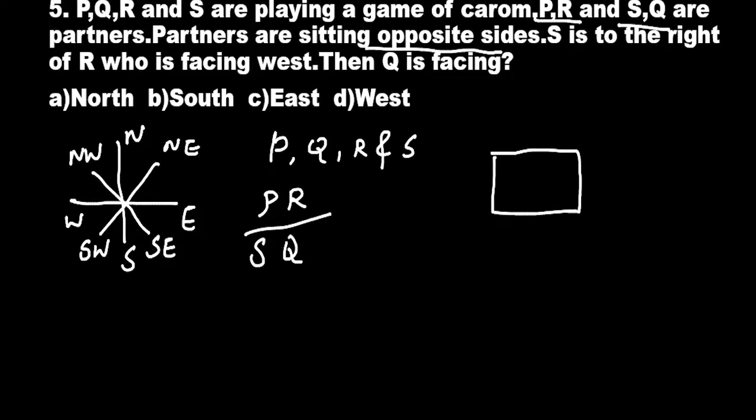And S is to the right of R, who is facing west. R is facing this direction, and S is to the right of R, so S is facing southwards.